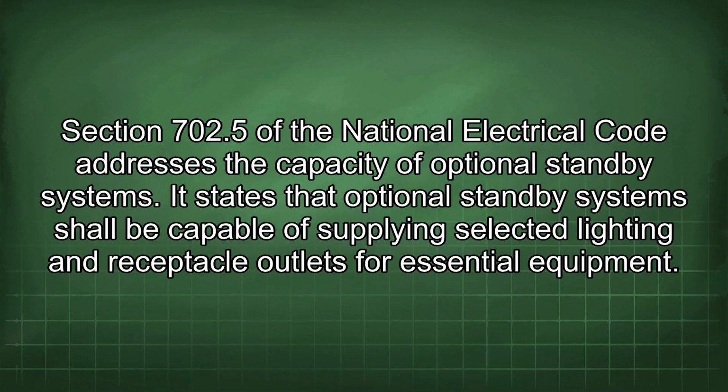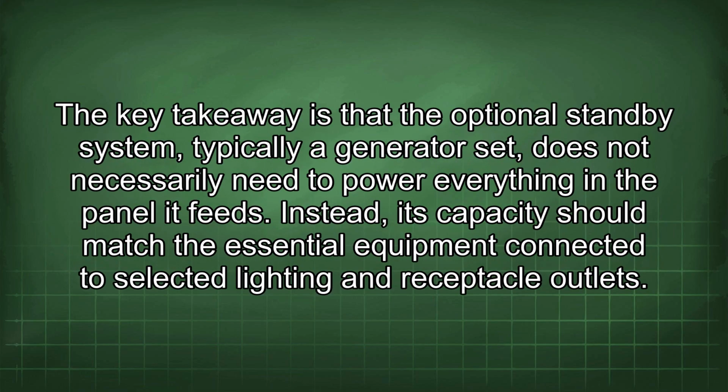Section 702.5 of the National Electrical Code addresses the capacity of optional standby systems. It states that optional standby systems shall be capable of supplying selected lighting and receptacle outlets for essential equipment. The key takeaway is that the optional standby system, typically a generator set, does not necessarily need to power everything in the panel it feeds. Instead, its capacity should match the essential equipment connected to selected lighting and receptacle outlets.